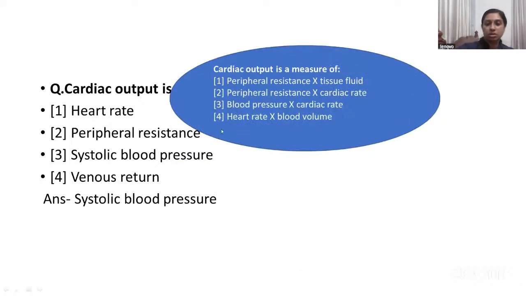So by knowing that, cardiac output is the measurement of: first option, peripheral resistance into tissue fluid; second option, peripheral resistance into cardiac rate; blood pressure into cardiac rate; heart rate into blood volume. So what's the answer here? What is cardiac output? It's the amount of blood pumped by the heart in 1 minute. So it's the heart rate into blood volume. The answer here is heart rate into blood volume.